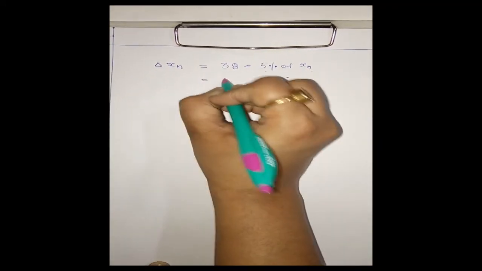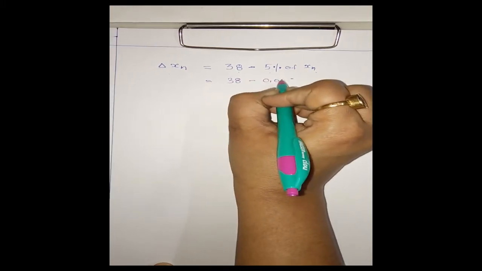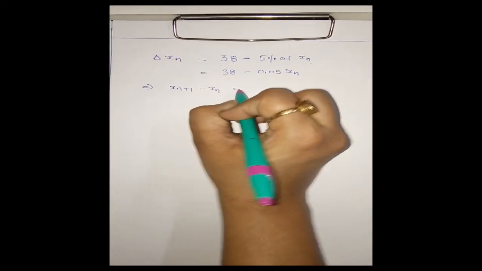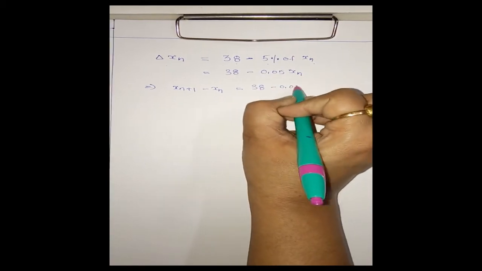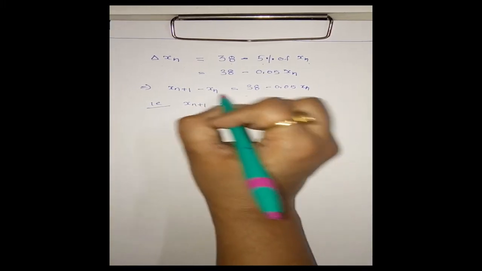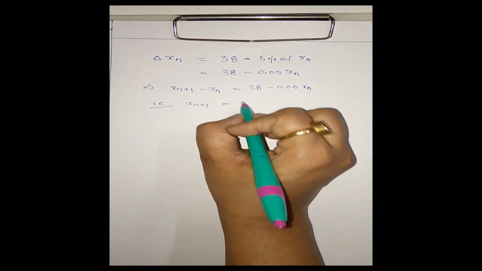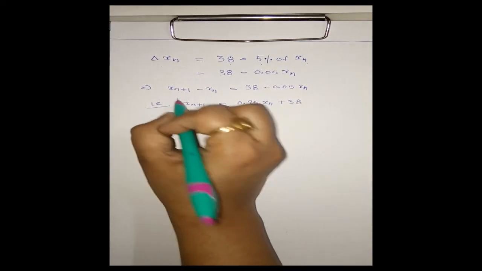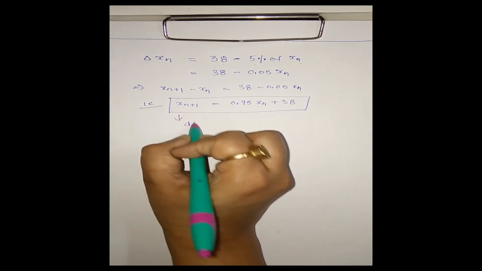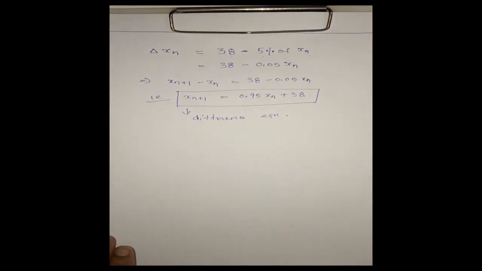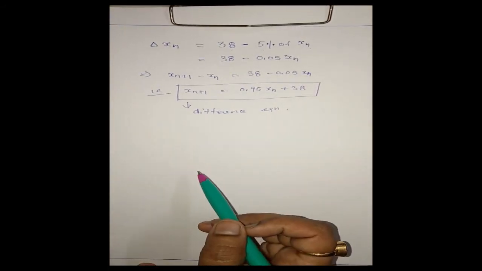That is, this is equal to 38 minus 0.05 of xn. Clear? That is, xn plus 1 minus xn is equal to 38 minus 0.05 xn. That is, xn plus 1 is equal to 1 minus 0.05, that is 0.95 xn plus 38. This is the difference equation, first part of the problem. Clear? Next, we want to find the herd size in third generation.